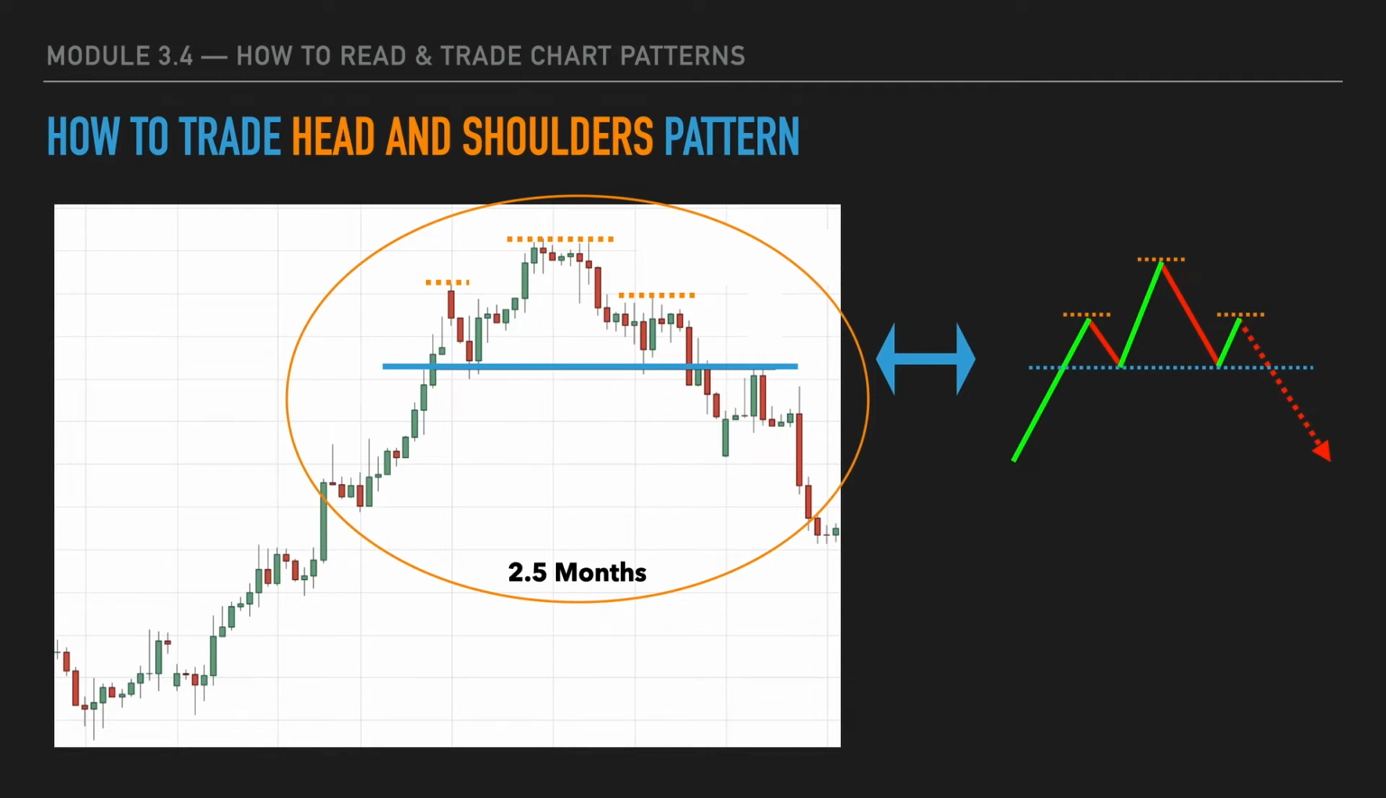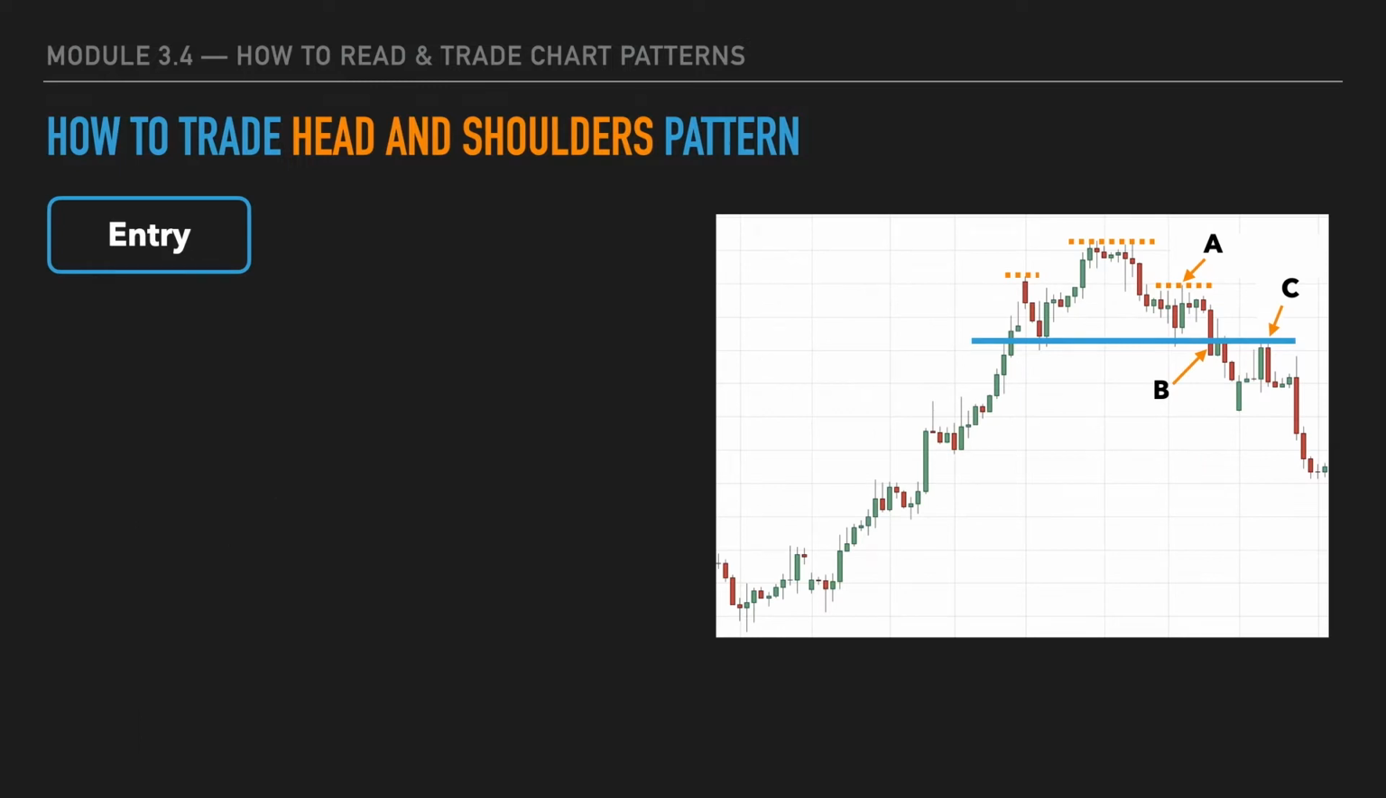Alright, now let's get into more details on how exactly we can trade a head and shoulders pattern. This is the real market example that I'll be using in this case study. As you can see, this market has formed a classic head and shoulders pattern in a 2.5 month period. First, let's take a look at the entry.